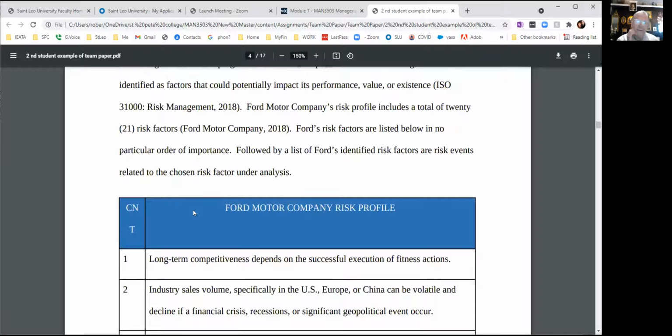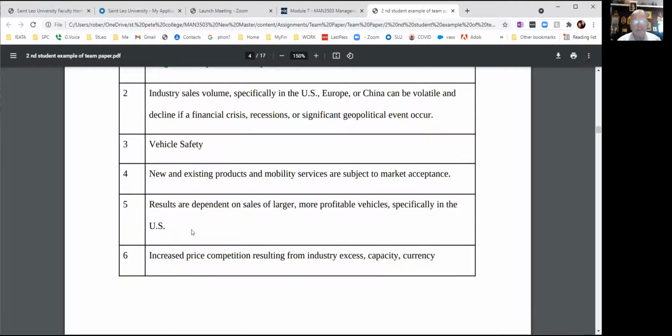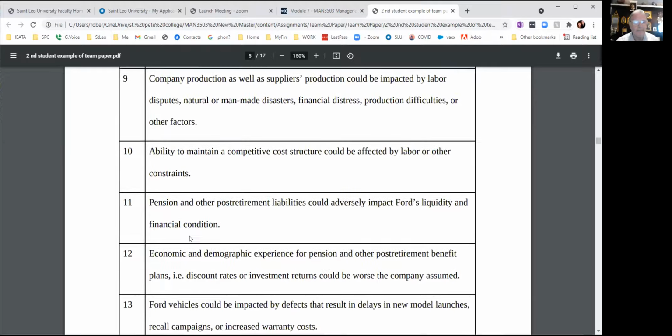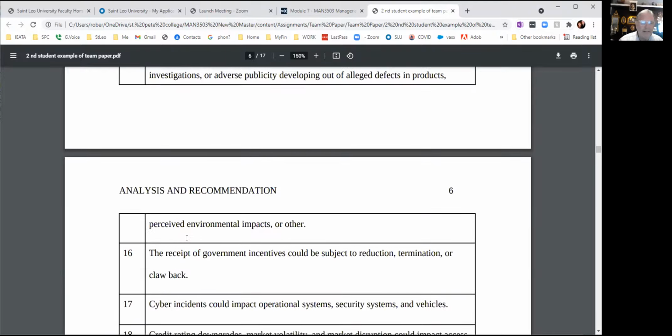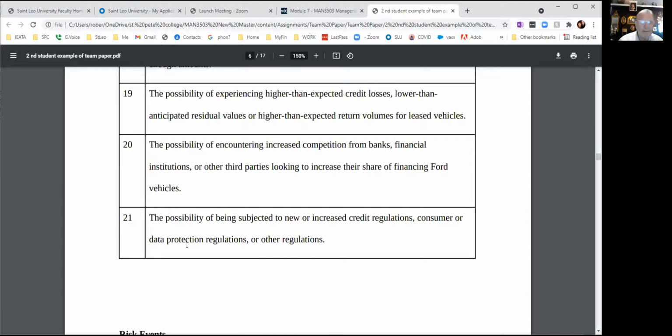Okay, so you can see they did their risk profile first and just listed what were major significant risks in their profile. That's just to get your start. As you can see, theirs got a little unwieldy because it was so large.